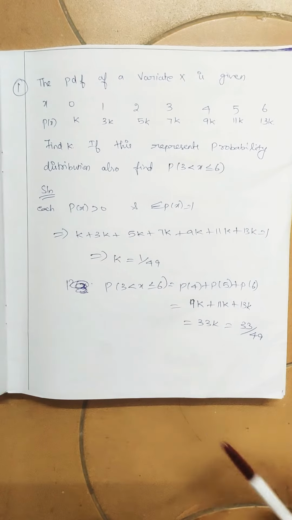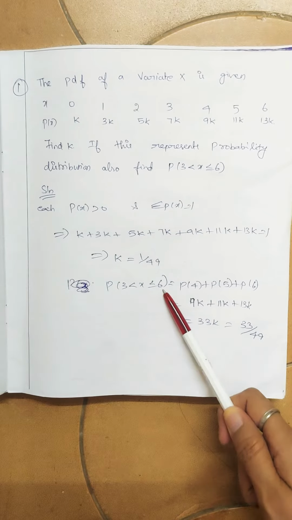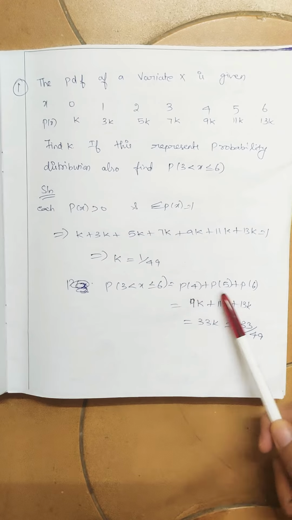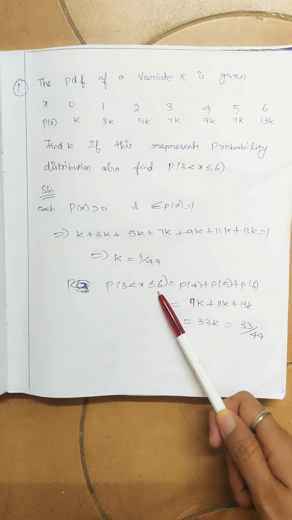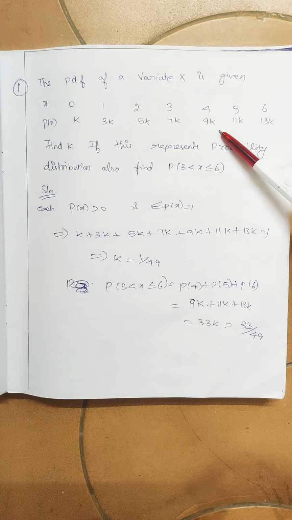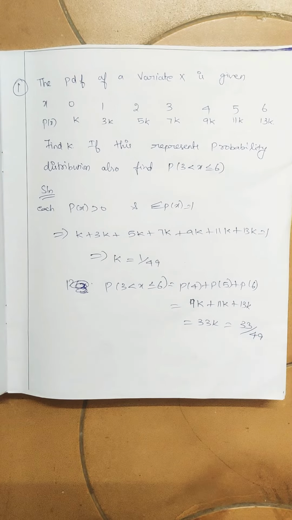Now they have given the probability. What we have to find? 3 strictly less than x less than or equal to 6. So 3 is not included. After 3, probability of 4, 5, and here 6 is included because of less than or equal to. So what are the probabilities of 4, 5, 6? 9k plus 11k plus 13k. These are the probabilities and we know what k is. k is 1 by 49. So this is a problem in random variable of discrete type.